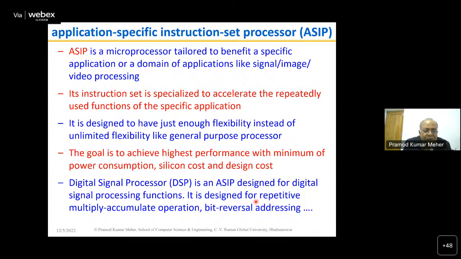And the design cost will also be less. And because it is specialized, the area and the silicon cost could be low.